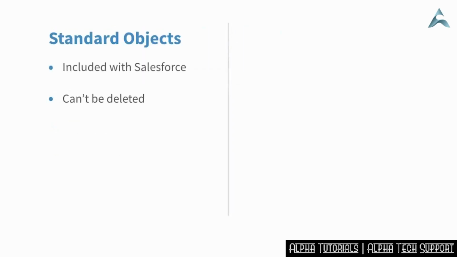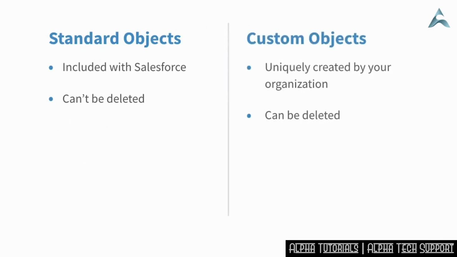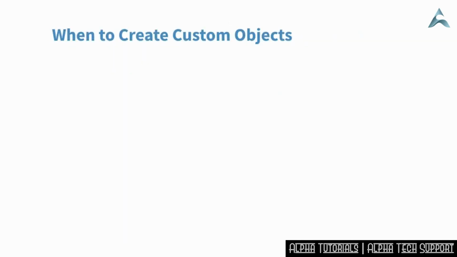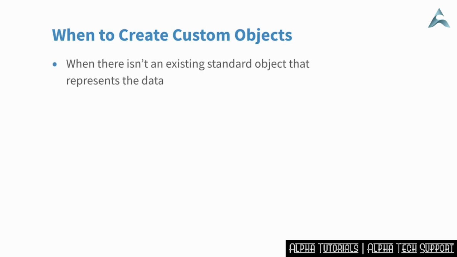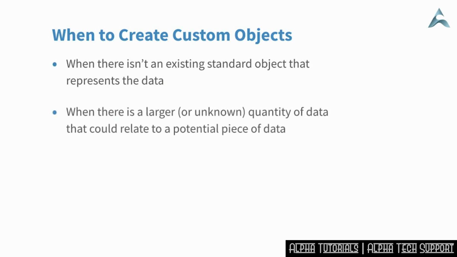Standard objects are objects that are included with Salesforce, while custom objects are objects that your company has created that are unique to your organization. Standard objects cannot be deleted, but custom objects can. It's always encouraged to leverage standard objects as much as you can, but your organization may want to create custom objects when 1, there isn't an existing standard object or an external object that represents the data, or 2, there is a larger or unknown quantity of data that could relate to the potential piece of data.